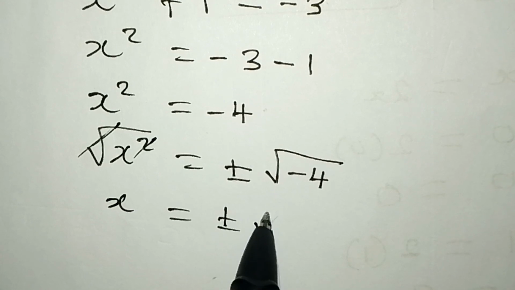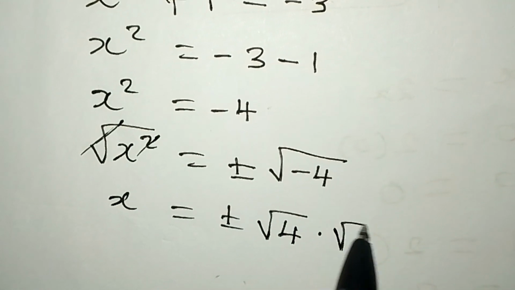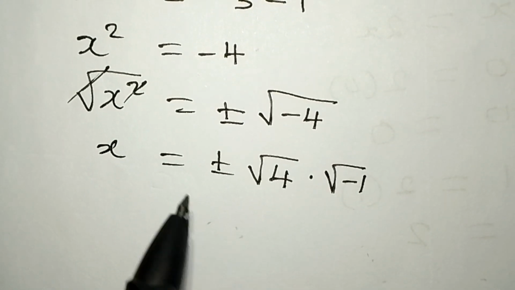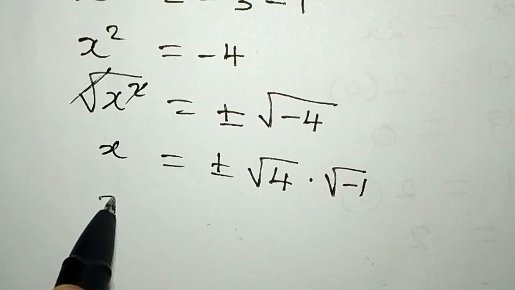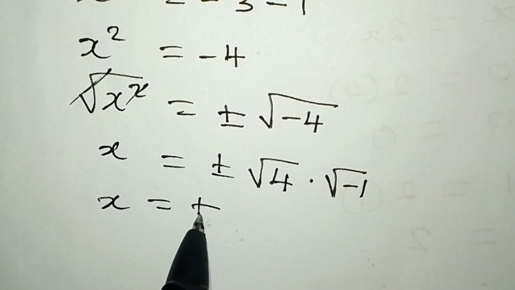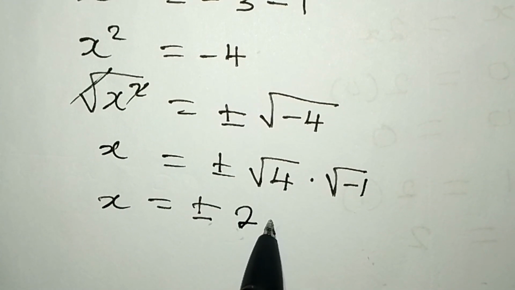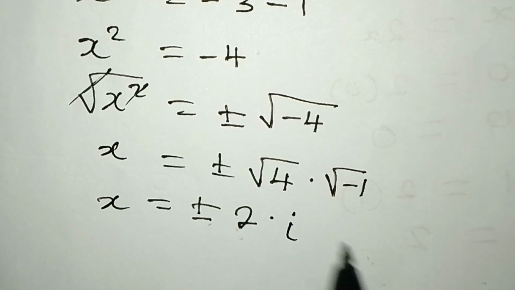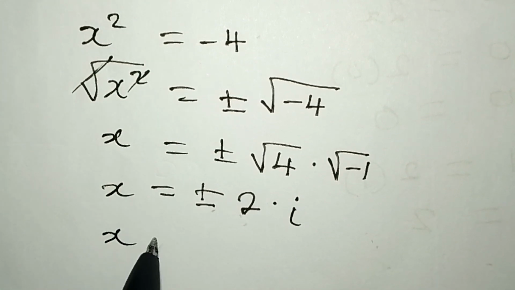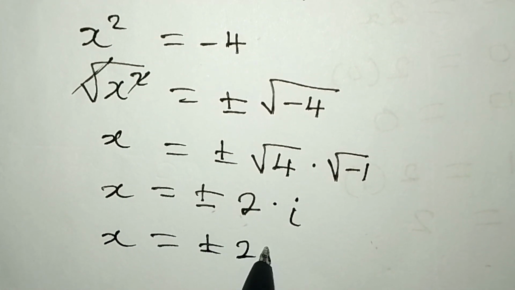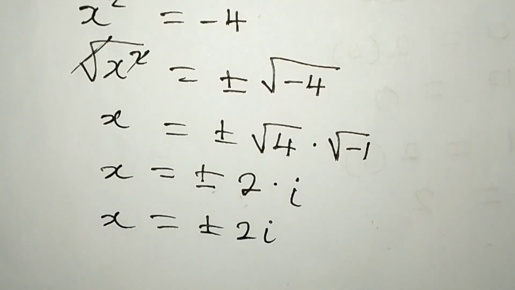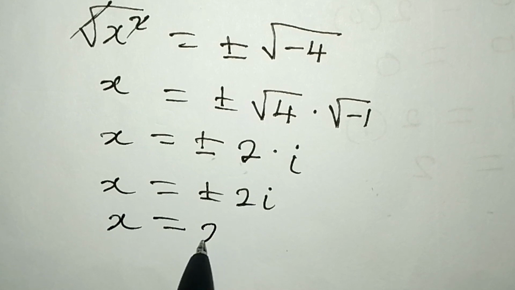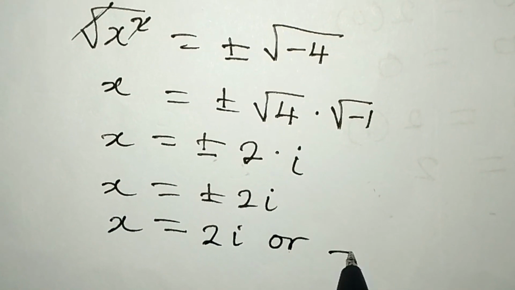Now I can work on that square root of negative 4 to get square root of 4 times square root of negative 1. This way we will find the square root of 4 and then try to get the square root of negative 1. X is equal to plus or minus square root of 4, which is 2, then multiplied by square root of negative 1, and it's imaginary. We represent it as i. This means that x is equal to 2i, or negative 2i.